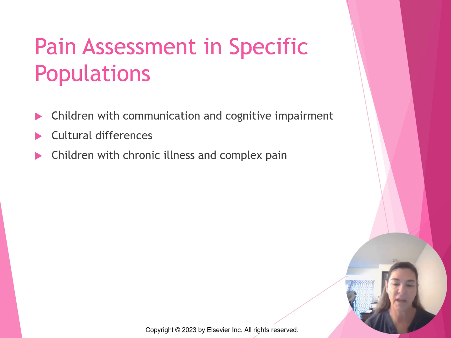So children with communicative and cognitive impairment, chronic illnesses, they're nonverbal, they may be autistic, or they may have a chronic illness and they're not able to communicate their pain, or not communicate their pain well. So we make sure that we use the appropriate pain scale when we are assessing their pain.